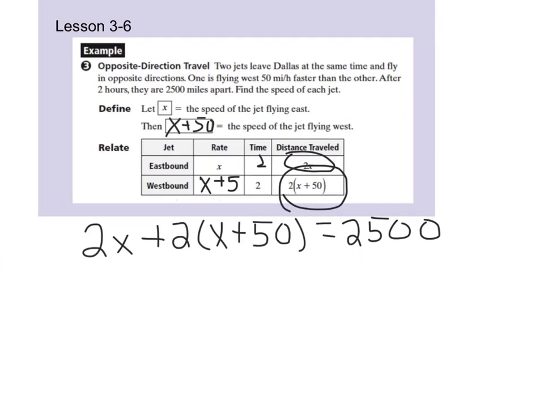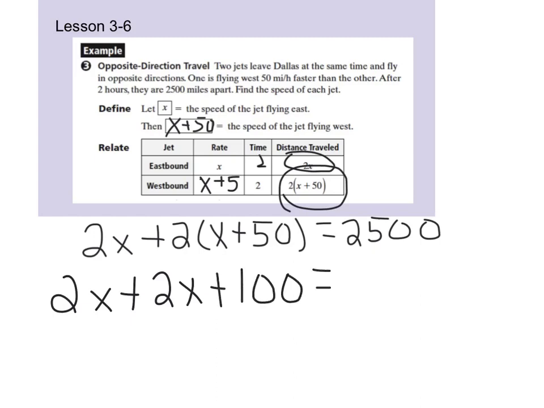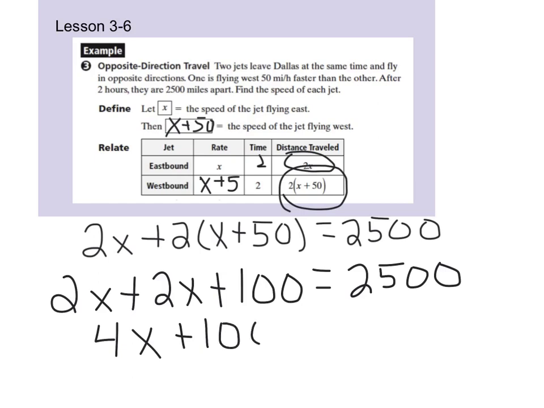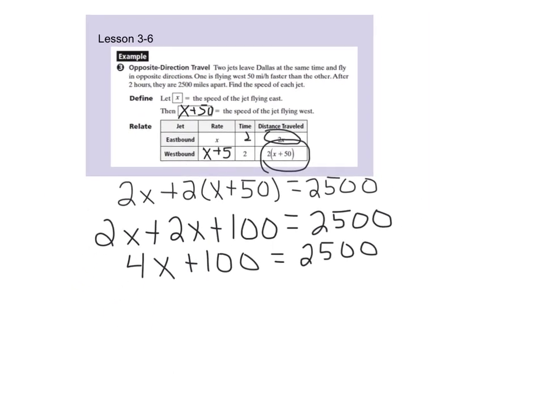So now we have a multi-step equation. We want to make sure we're using the distributive property properly and combining like terms and solving for x. Now remember what x equals. That's just the speed of the eastbound jet. So the question asks us to find the speed of both jets. Okay, so don't forget to answer that question.